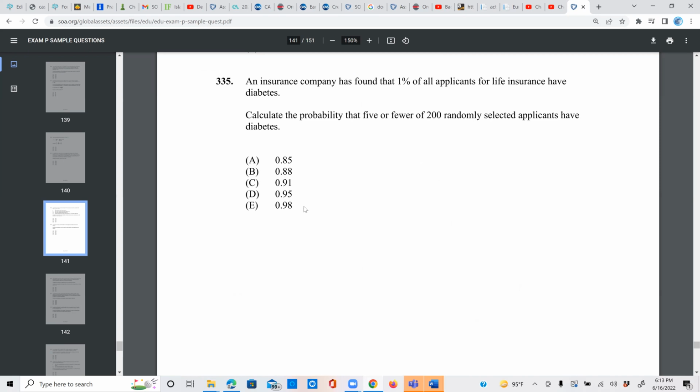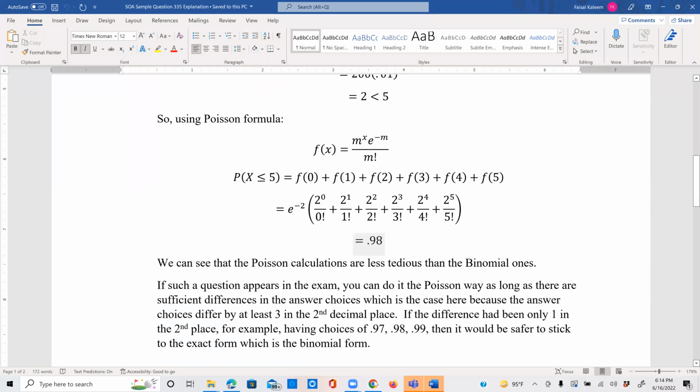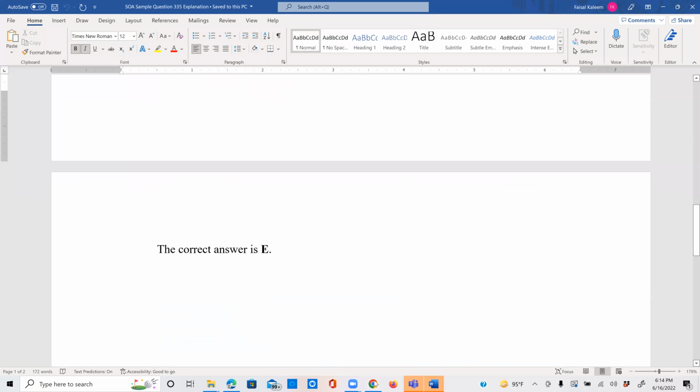But if the difference was 1, so like you had choices like 0.98, 0.97, and 0.99, then it's dangerous to use the Poisson approximation, unless, of course, the SOA tells you that they want you to use it or you are allowed to use it. Then, of course, you can't go wrong with the Poisson. Okay, so 0.98 was choice E.